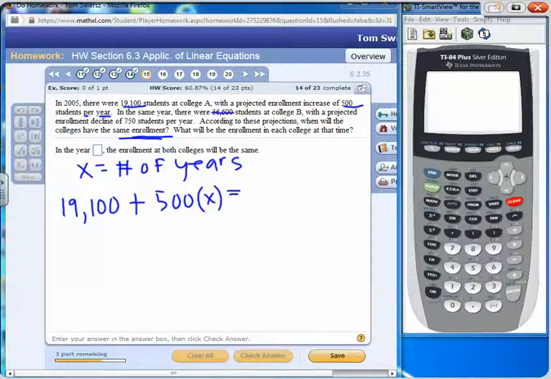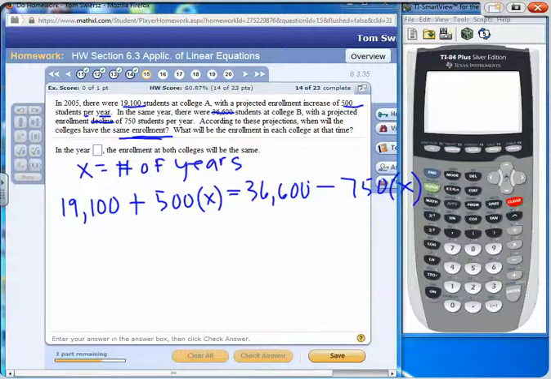Now, when is it equal to B? They now have College B, 36,600. But it is declining, right? So we're going to subtract 750, and again, each year, so times the number of years. So now this is College A. When will it equal College B? And we can solve for X.